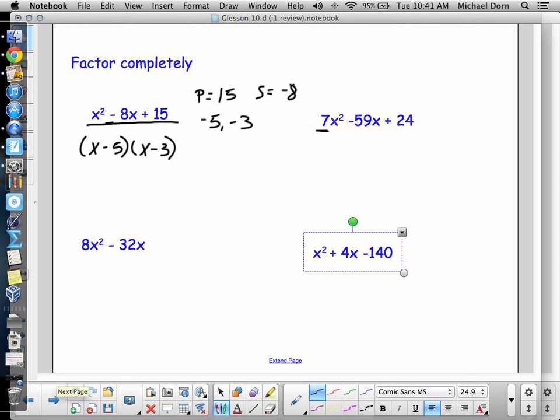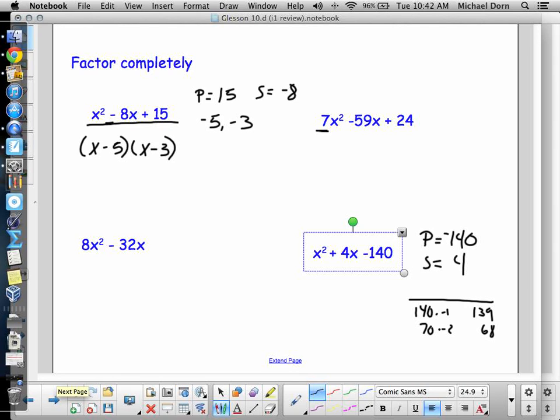So this one down here would be similar. My product has to be negative 140, and my sum has to be 4. What two numbers multiply to give me negative 140 and add to give me 4? That's a little tougher. So maybe I start trying. 140 times negative 1 would give me 139. No. How about 70 times negative 2, which would give me 68?